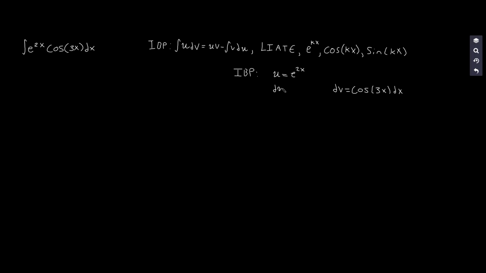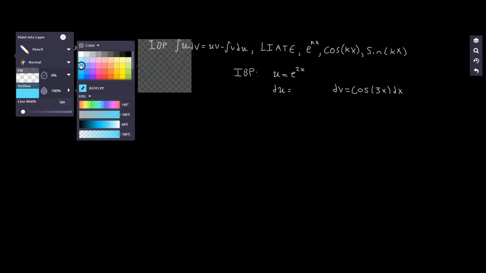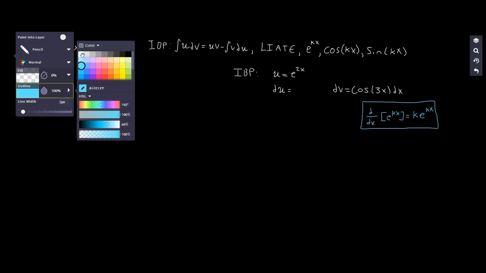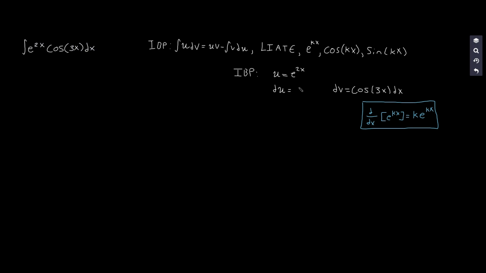So the derivative of e raised to the power of 2x. Let me write out a formula for this. This is what taking the derivative of e raised to the power of some constant k times x looks like. I'm going to bring that k out front. In this case, k equals 2, so I'm going to bring that 2 out front. I'm going to have the derivative equals 2 times e raised to the power of 2x.